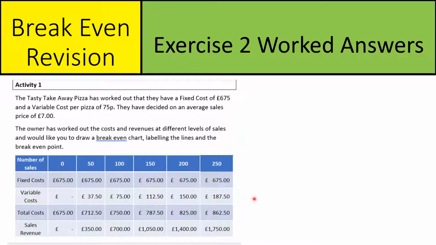So this is the information you're very likely to be presented with. So we can see that the fixed costs always stay the same at 675. They've worked out the variable costs for us and added them up, so we've got the total cost at each level of sales and the revenue at each level of sales. So now we're going to draw the graph.